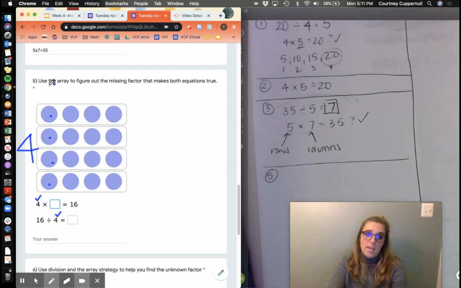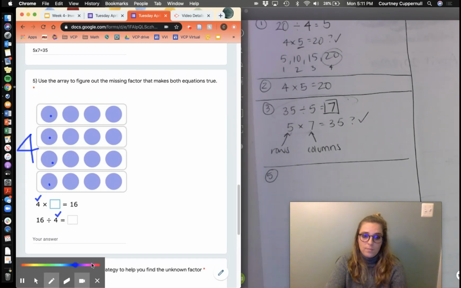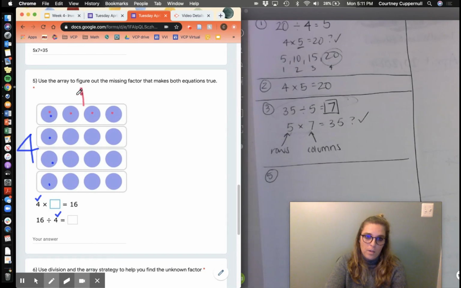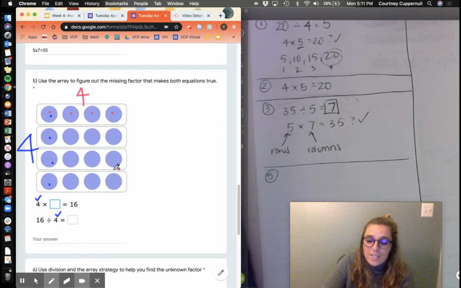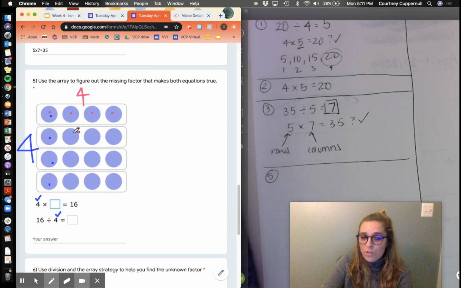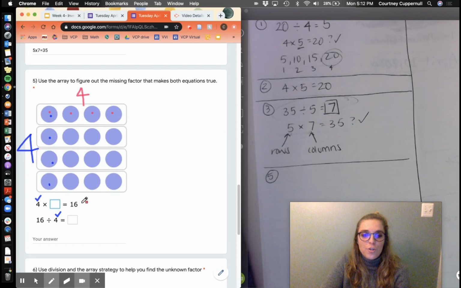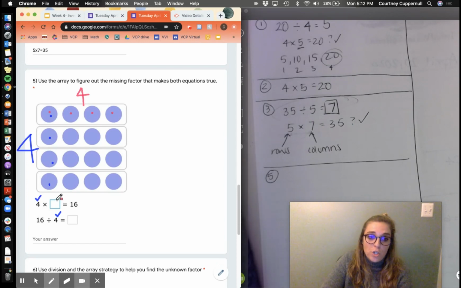Now, let's see how many columns we have. I see 1, 2, 3, 4. 4 columns. So that means if there's a total of 16 here, 4 rows of 4 circles in each row, 4 groups of 4 circles in each group should equal 16. So I should be able to plug this in here.